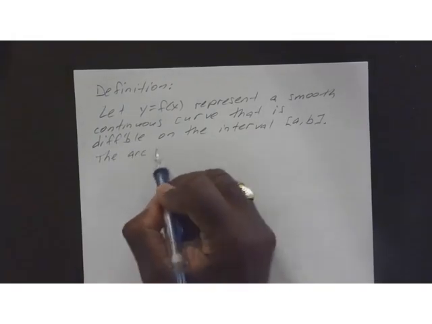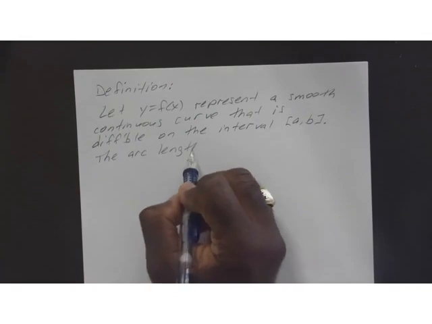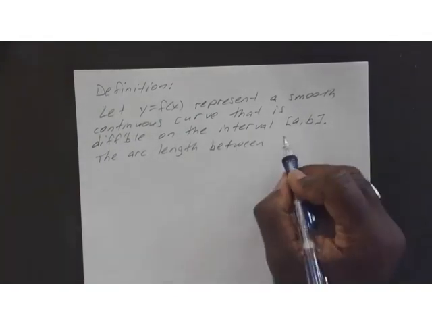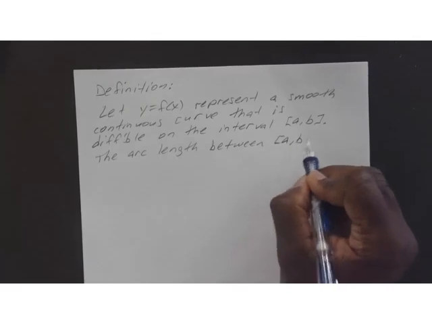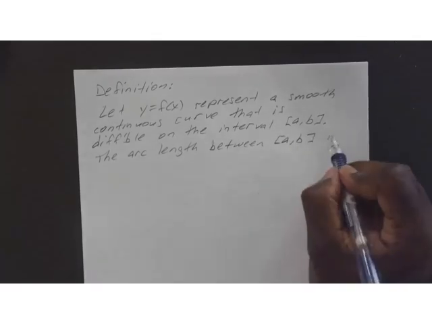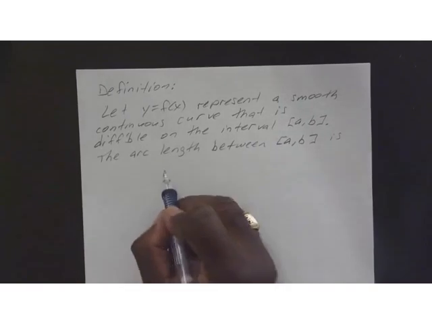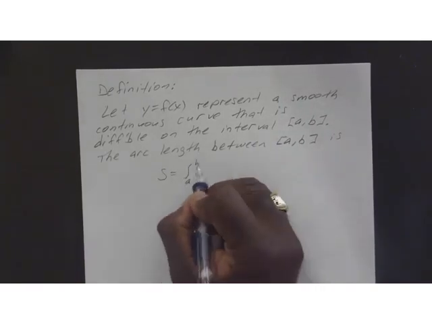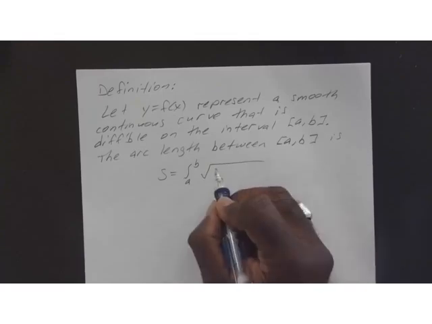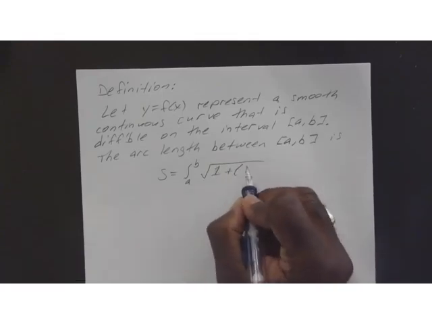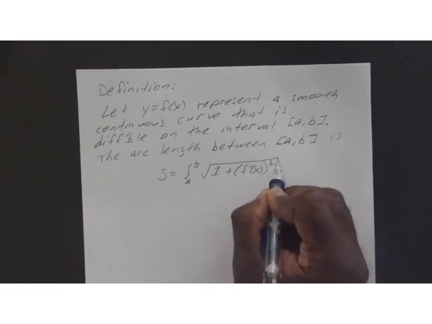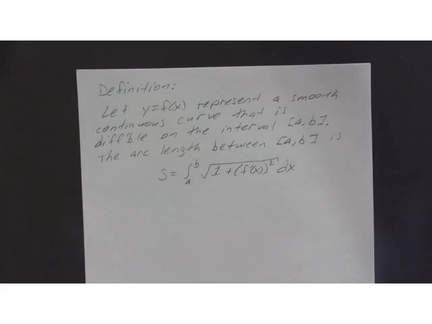So the arc length between A and B is what we just wrote. S is equal to the integral from A to B of the square root of 1 plus f prime of x squared with respect to x.